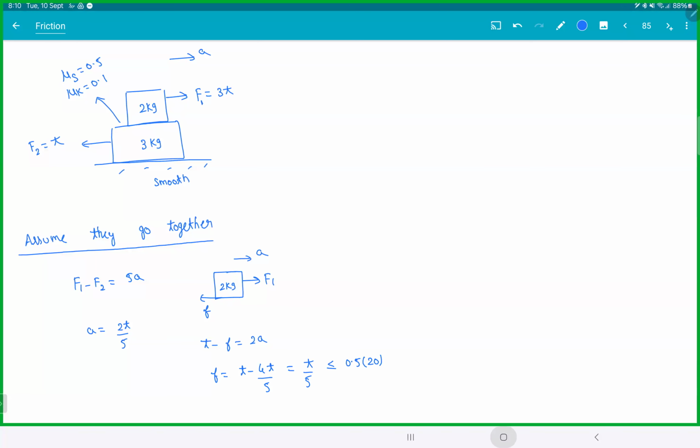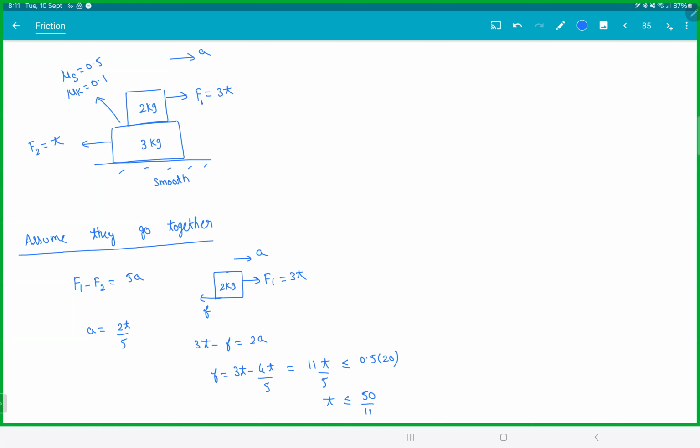That is 10. Sir, F1 will be 3T, no? 3T now. It was 3T, then 15 minus 4, so it is 11T by 5. This must be less than or equal to 0.5 into 20. So we get T less than or equal to 50 by 11. So up to 50 by 11, they'll go together.